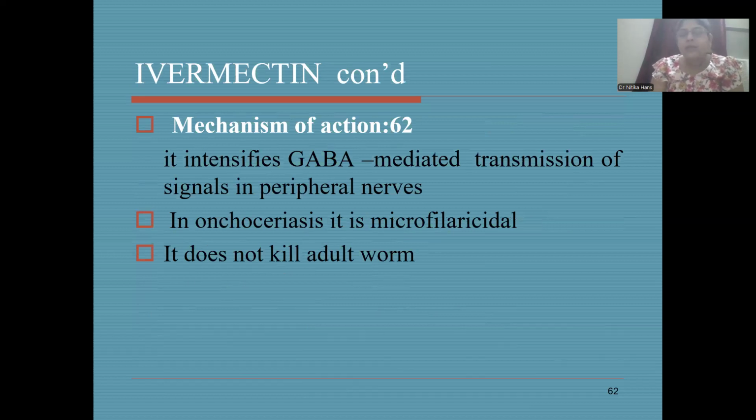Mechanism: ivermectin intensifies the GABA-mediated transmission of signals in the peripheral nerves, leading to paralysis. GABA-mediated transmission will be intensified, leading to inhibition in the peripheral nerves. In onchocerciasis, it is microfilaricidal. It doesn't kill adult worms.